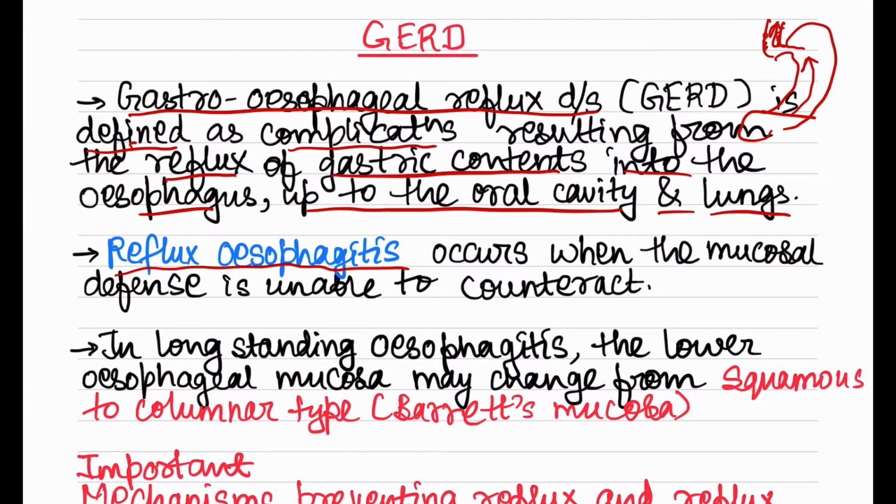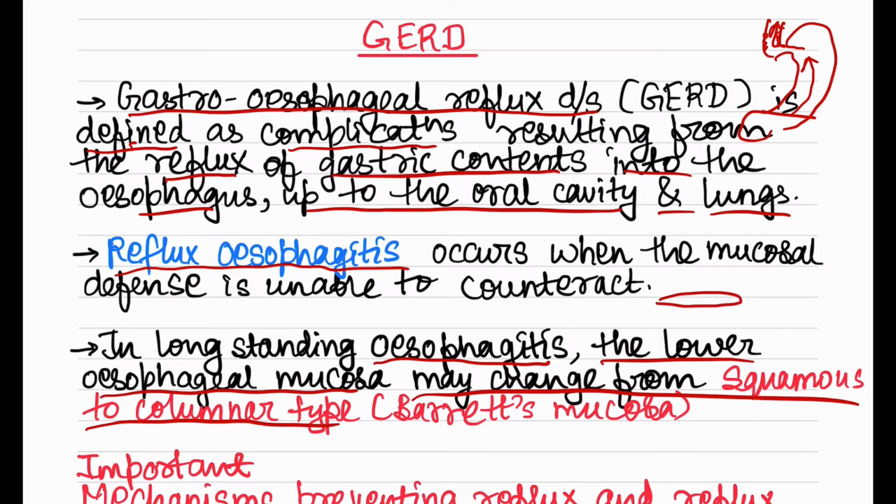In long-standing cases of esophagitis, the lower esophageal mucosa may change from squamous to columnar type. So usually it is squamous and it changes to columnar type. This columnar type of mucosa is called Barrett's mucosa.